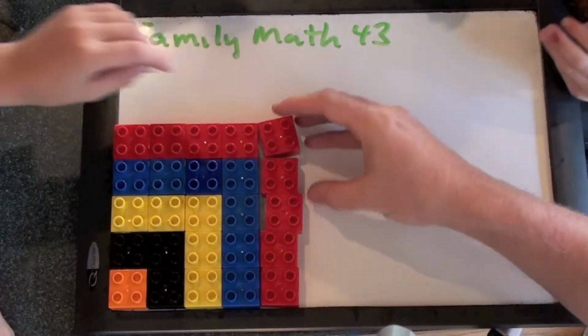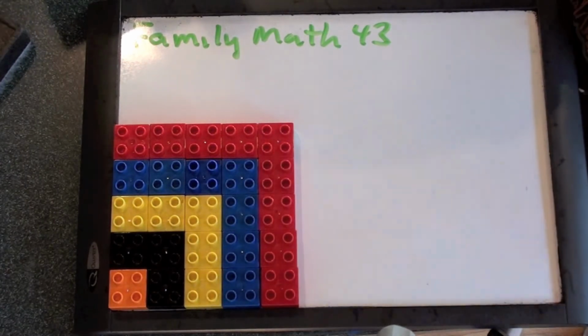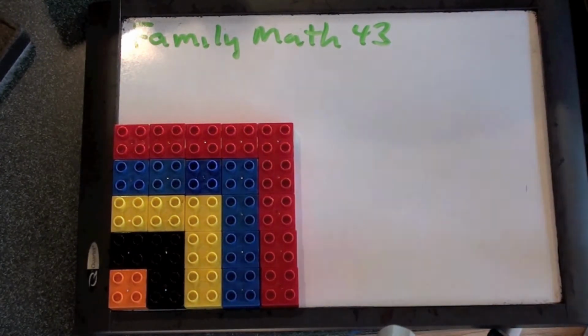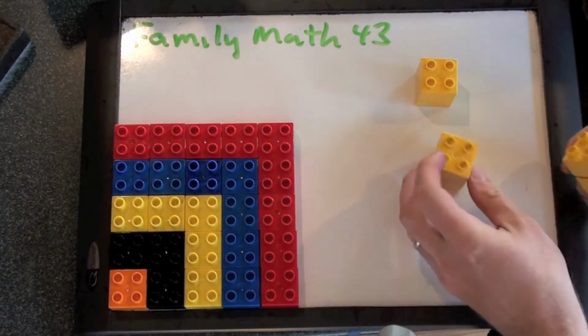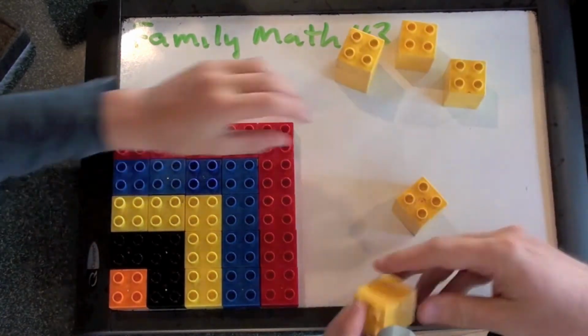Hey, look at that. What is that? 1 plus 3 plus 5 plus 7 plus 9. It's a 5 by 5. Okay, so what do we have to add next? 1 plus 3 plus 5 plus 7 plus 9 plus 11. All right, here's 11.